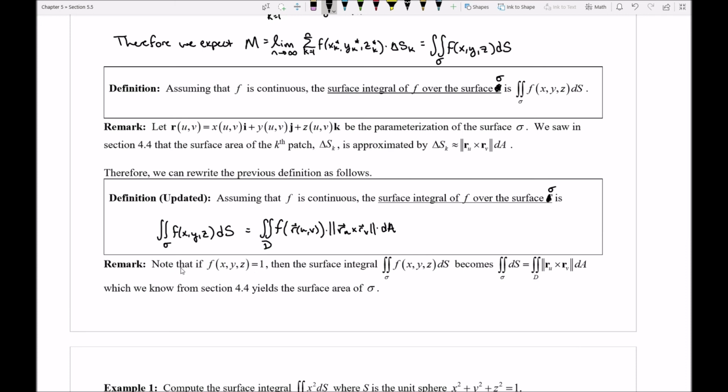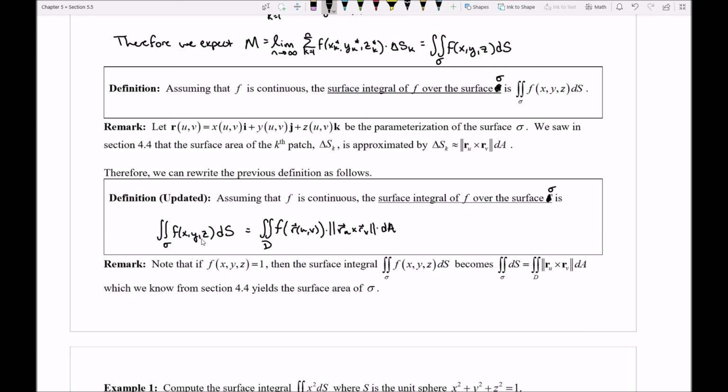So note though one interesting thing. Let's suppose that this function that I had at the beginning was just the function 1. So this just said 1 ds. Well then that would just be an integral that would look like this. It would just be the integral of ds. And that would then, when converted over, look like this, which we might notice is exactly a surface area formula for the surface sigma.